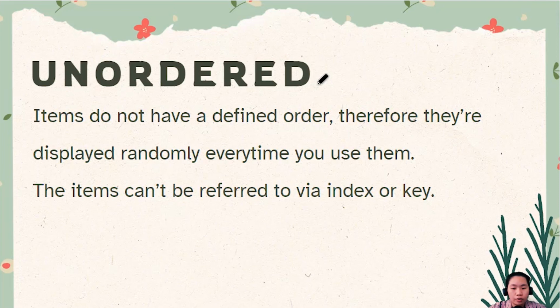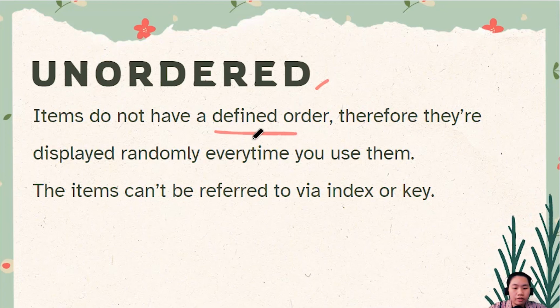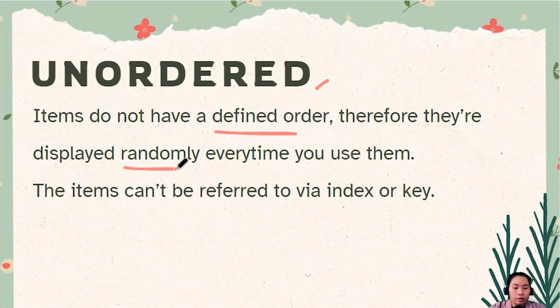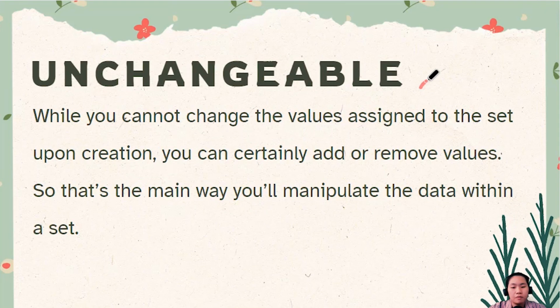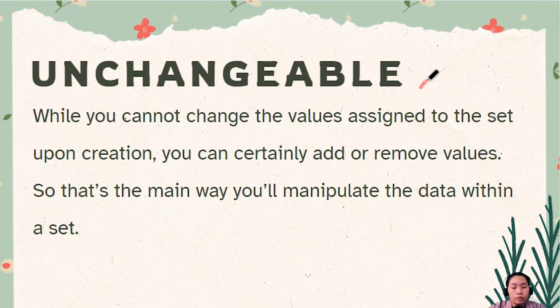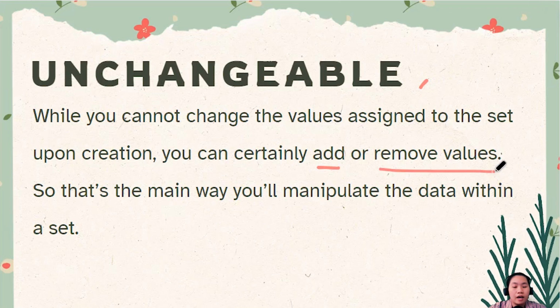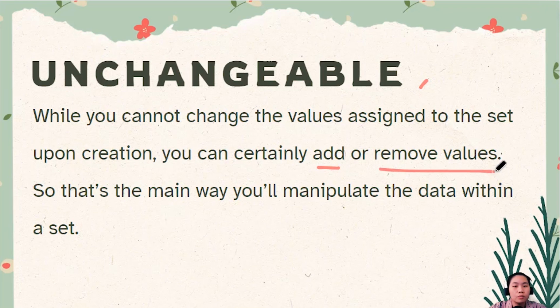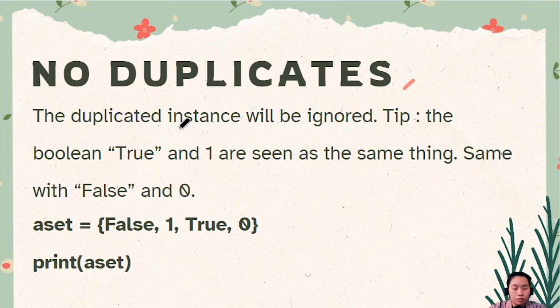First off, with unordered, items do not have a defined order. They are displayed randomly every time you use them, and they cannot be referred to via index or key. Next up, with unchangeable, as I've mentioned before, you cannot change the values that were initially assigned, but you can add or remove values. So that will be the main way that you manipulate data in a set.